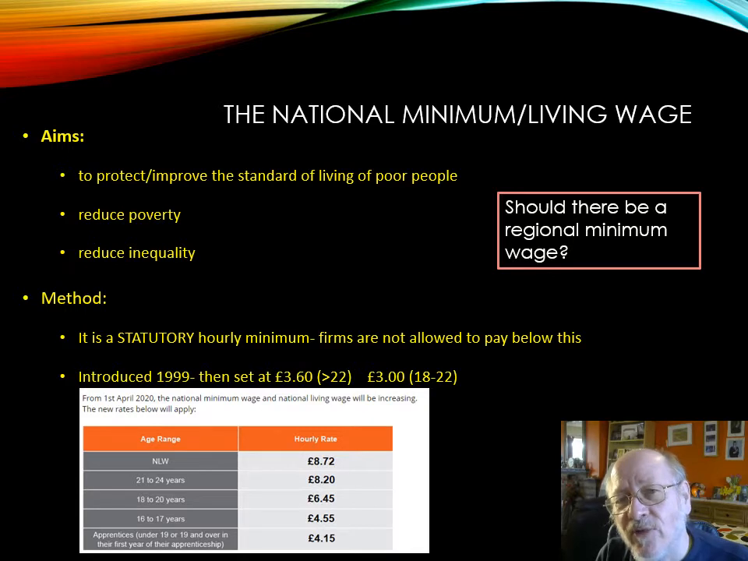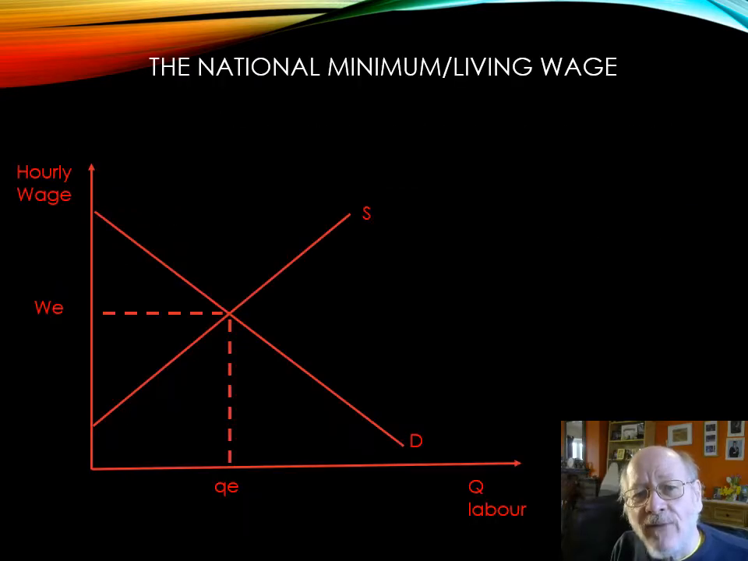One question that comes from this is, should the minimum wage be a regional one rather than a national one? It's something that examiners sometimes ask, because, for example, the cost of living in London is higher than the cost of living in, say, the northeast of England. So how can we draw this via a lovely diagram?